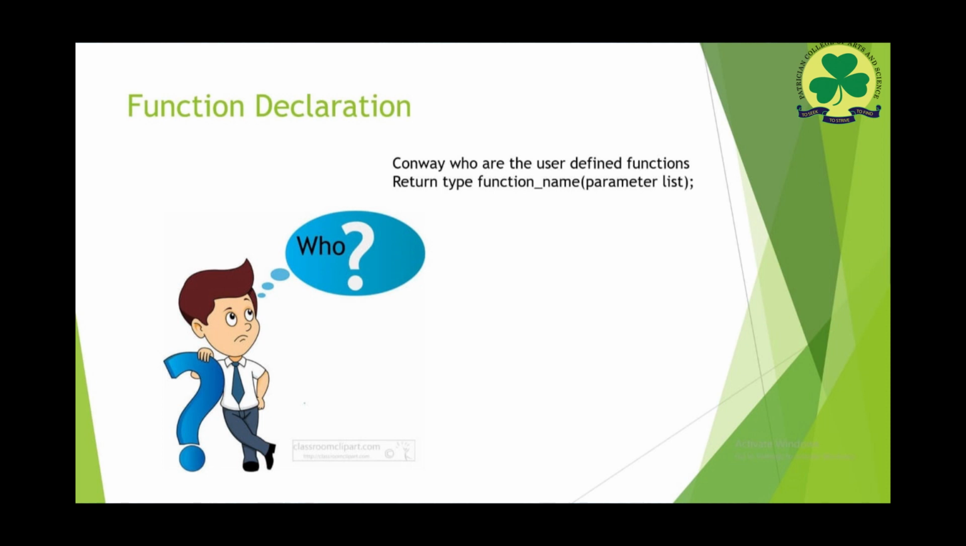As a programmer, I am going to convey to the compiler who are all the functions I am going to use as user-defined functions in my program. That's why it is known as function declaration. Function declaration will have the function name, return type, and the parameters. Nothing else will be there. So I am going to tell the compiler who are the user-defined functions.